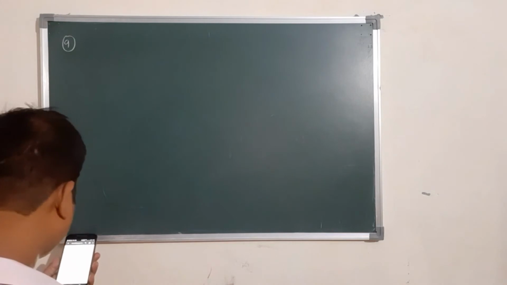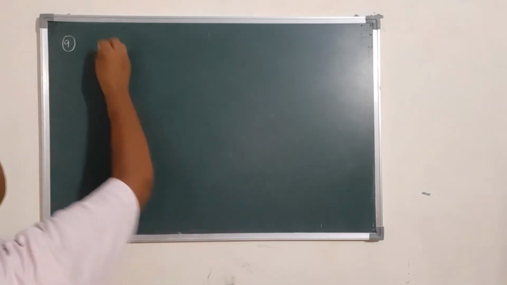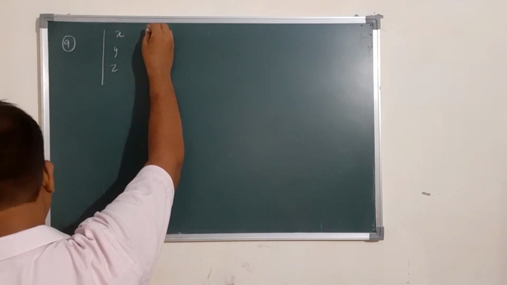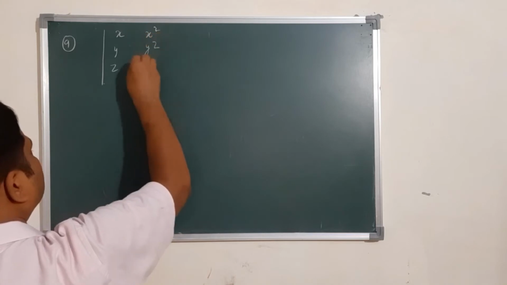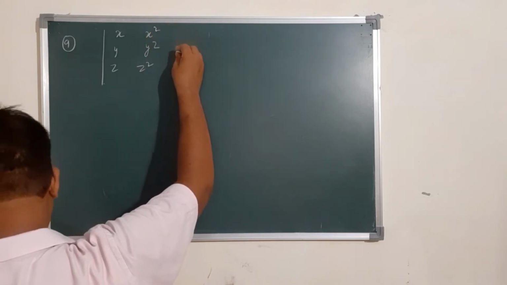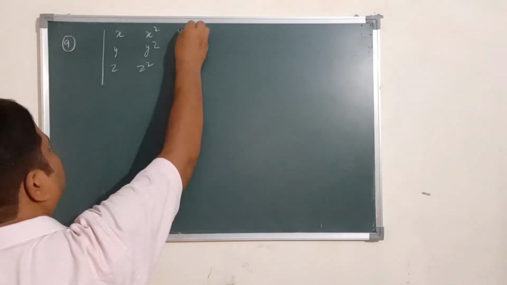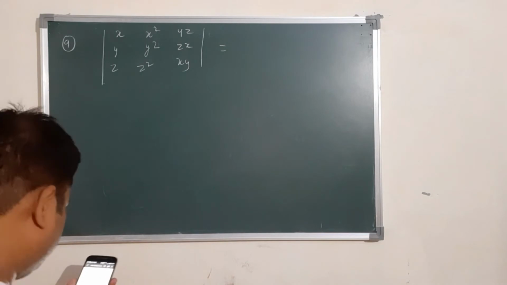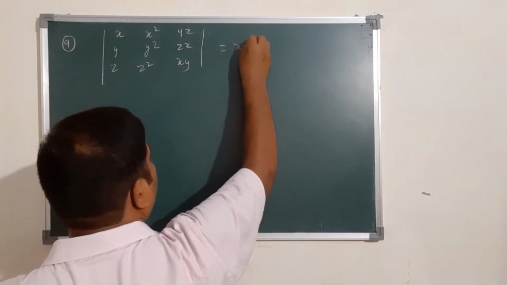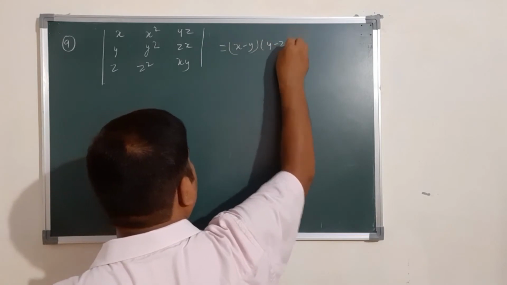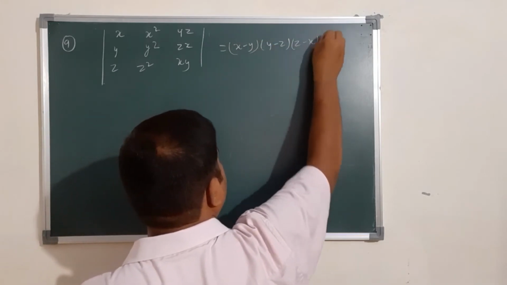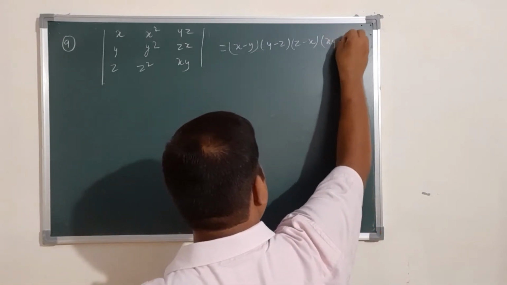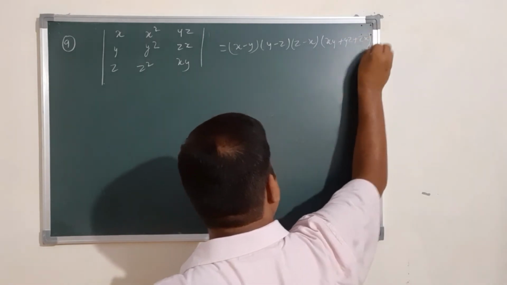Ninth. The determinant with rows x, y, z; x square, y square, z square; yz, zx and xy is equal to (x minus y)(y minus z)(z minus x), multiplied by the bracket (xy plus yz plus zx).